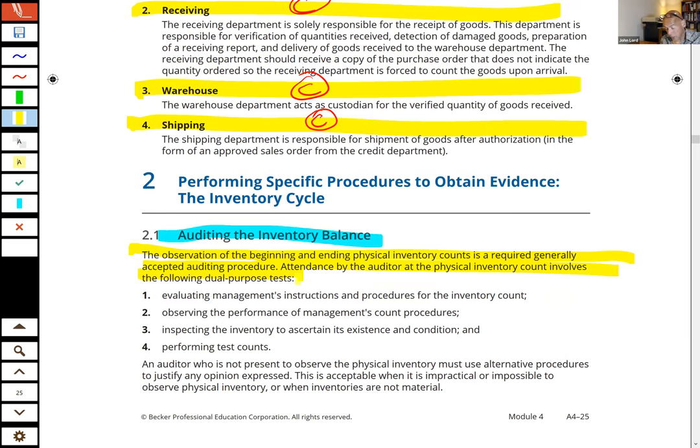If you sit there and you just go from the sheet to find the things, you're going to mess up what? The completeness assertion, aren't you? Because there might be something in there that wasn't on the list.